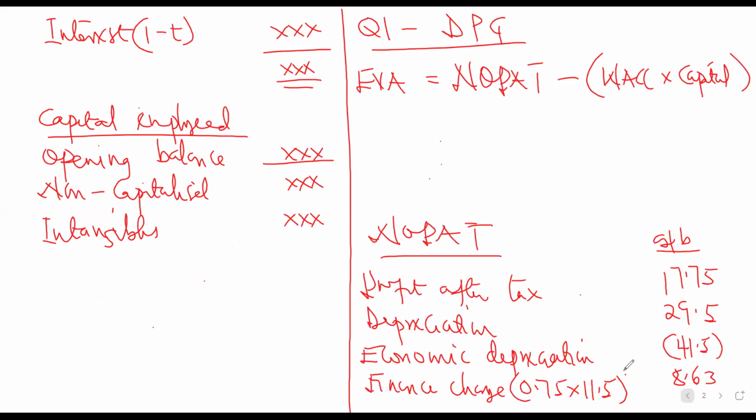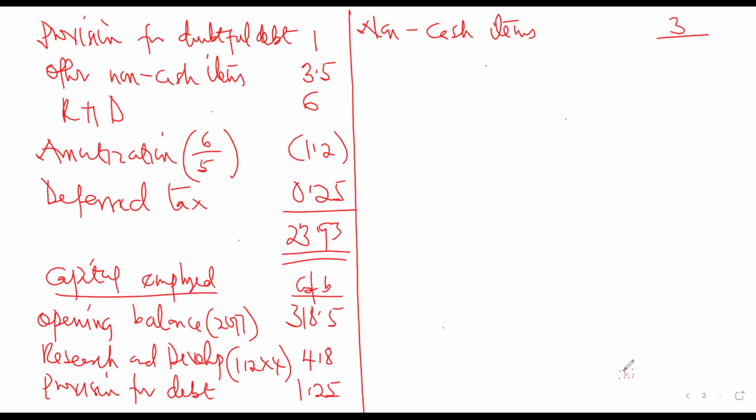Someone was asking we should check this figure again. So let's check that one and see. 17.75. Okay, so let's move on. 318.5 plus 4.8 plus 1.25 plus 3. I'm getting 327.55.